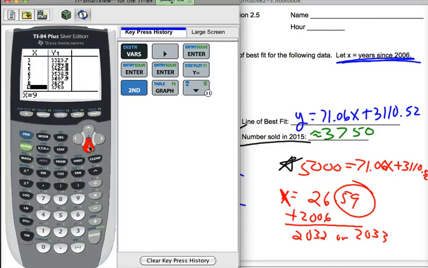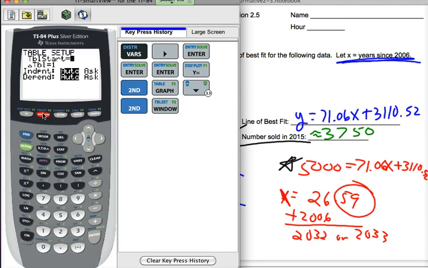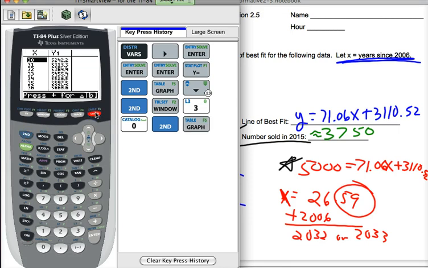Let's say you want to find 30 years from now. Rather than arrow down a bunch of times, you hit second window, and then you can just tell your table to start at 30. Now if I hit second graph, I'm at 30, I can see, well, I'll be at 5,242. So that's another function that your calculator does.